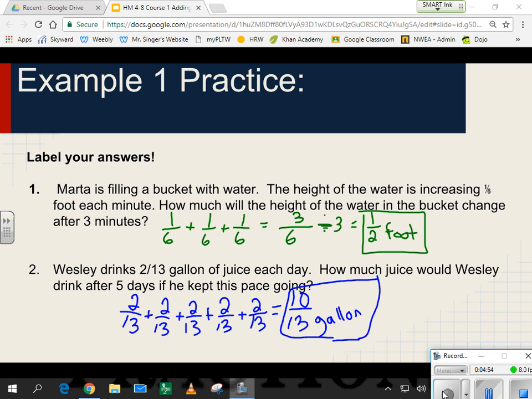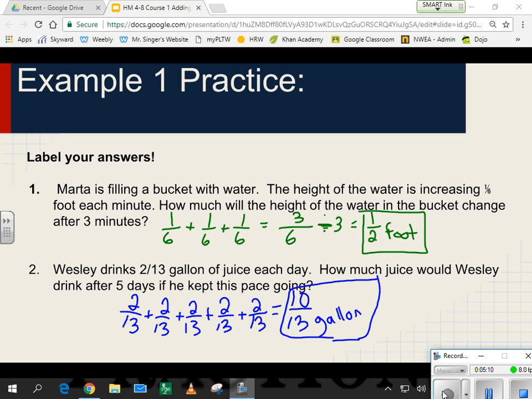All right, so here are the answers to the 2 problems. For the first problem, when you add 1/6, 1/6, and 1/6, you get 3/6. But I divided both by 3 since it's the greatest common factor 3 and 6 share. So I was able to simplify the answer to 1/2 foot.